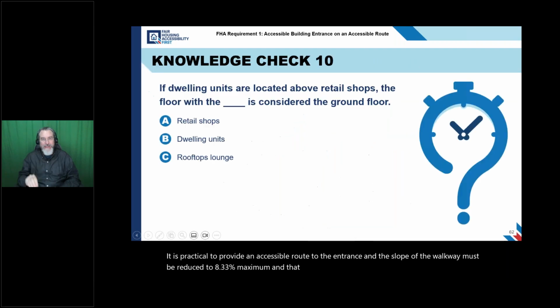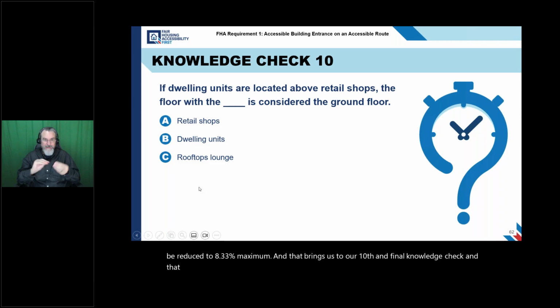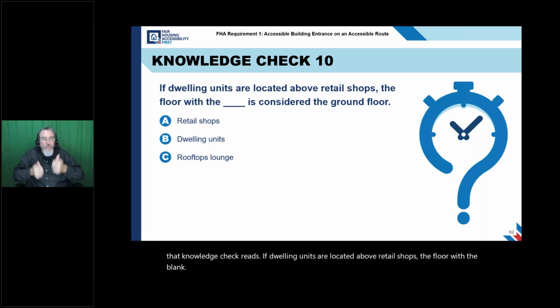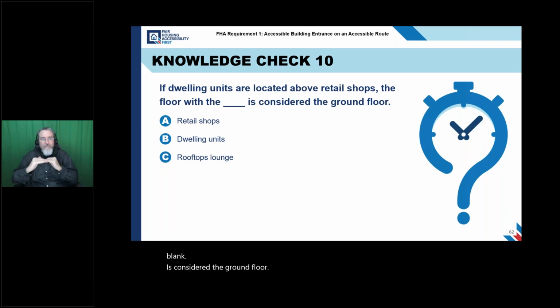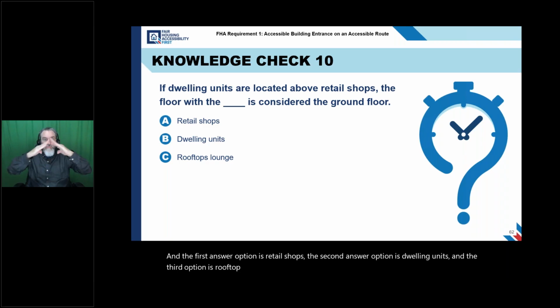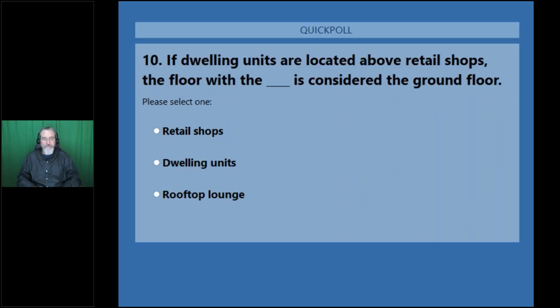And that brings us to our 10th and final knowledge check. It reads, if dwelling units are located above retail shops, the floor with the blank is considered the ground floor. The first answer option is retail shops. The second answer option is dwelling units. And the third option is rooftop lounge. Let me launch this poll so that you can submit your answers.